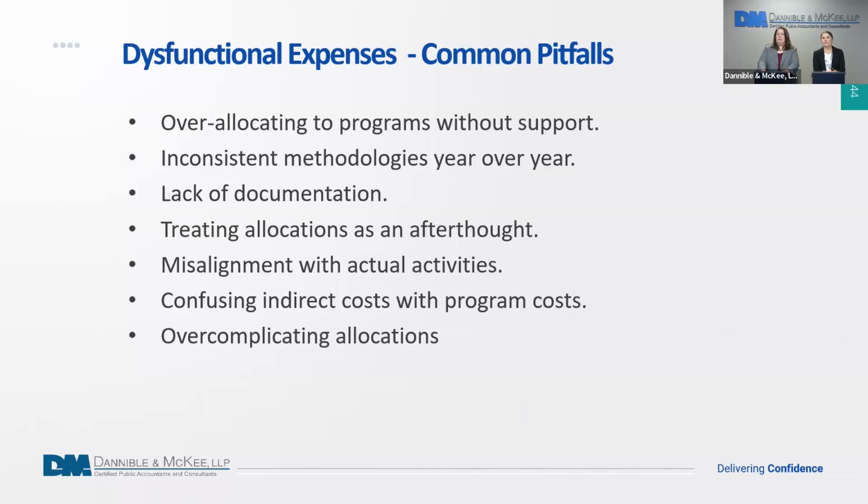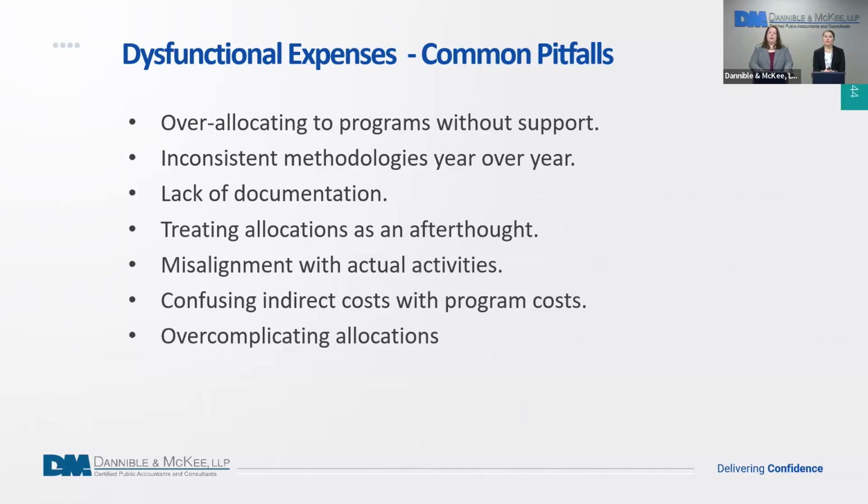Inconsistent methodologies year over year could be a problem. Lack of documentation, not documenting what you're doing, not keeping timesheets, not having the square footage all documented. All of that stuff needs to be documented so that if somebody comes in, maybe a granting organization comes in and wants to do some testing of the allocations, you actually have the documentation available for them.